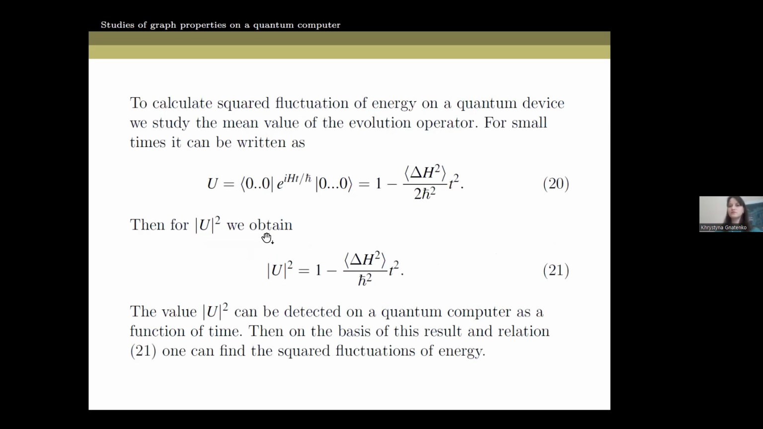So how to study the mean values of Hamiltonian in this case? We know that to calculate the squared fluctuation of energy, we can use different ways. And the first step is to consider the mean value of the operator of evolution and consider small times. So if we have small times, we have here the term which is related with this squared fluctuation of energy. And if we can detect this mean value, we can detect this coefficient, and also this term.